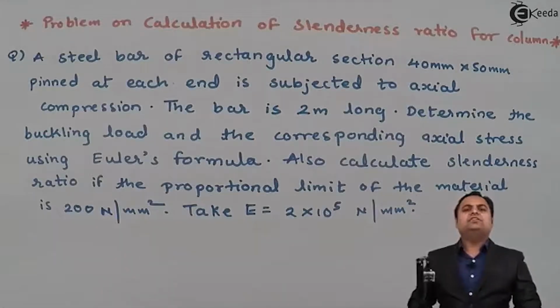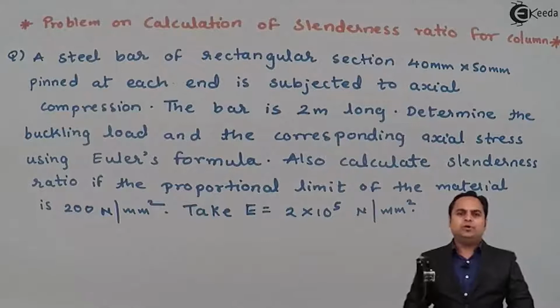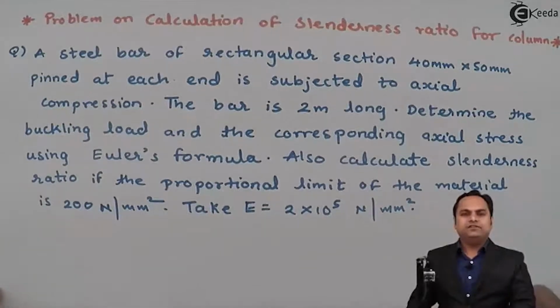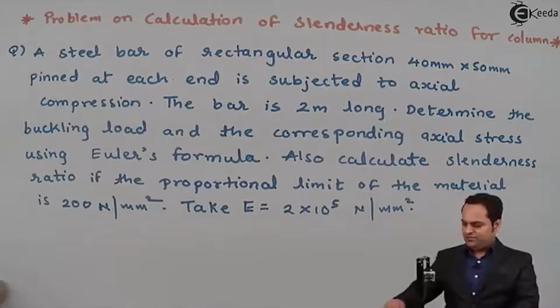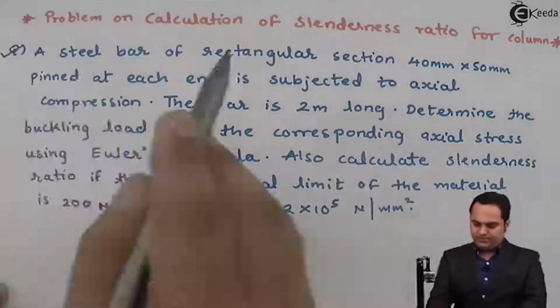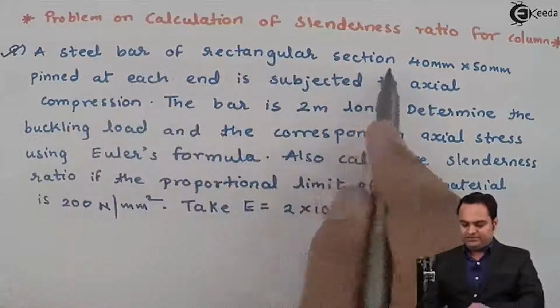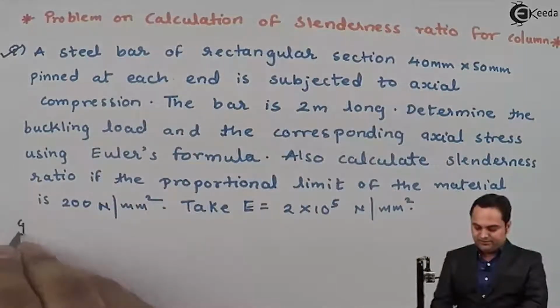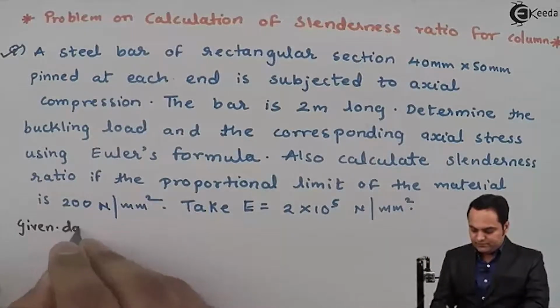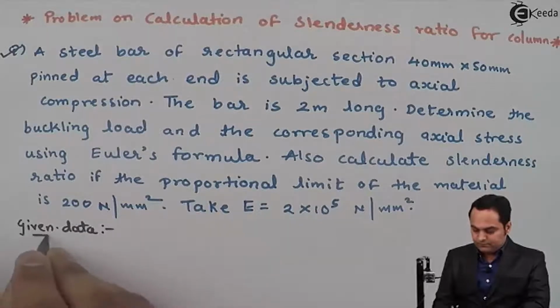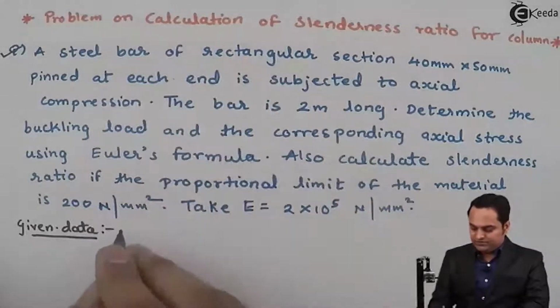Hello friends, here in this video we will see a problem on calculation of slenderness ratio for a rectangular section column. Here we have a question. A steel bar of rectangular section, I'll write this in the data. Here the section is rectangular.